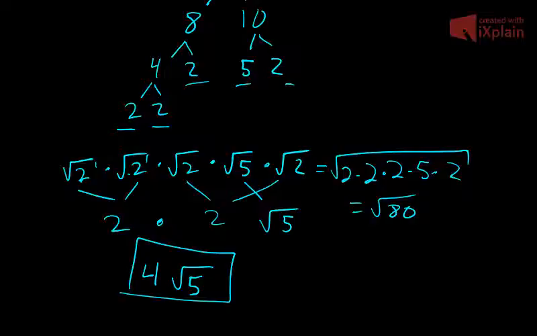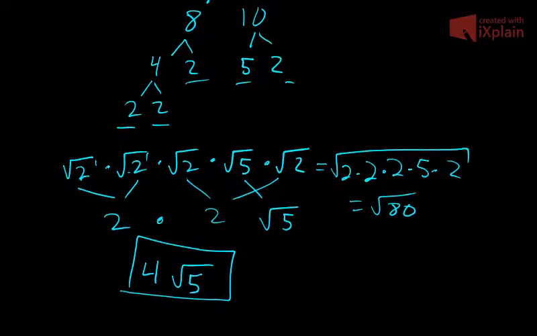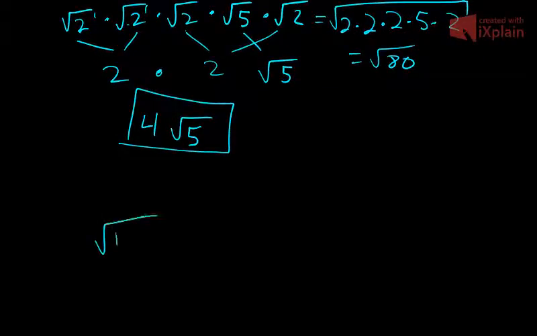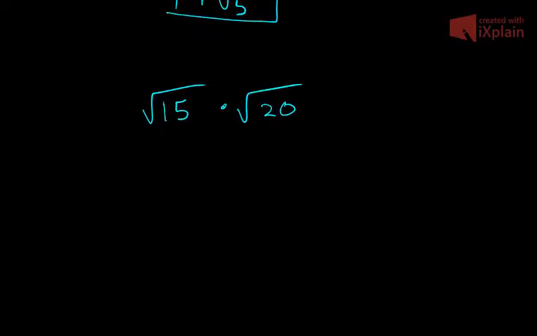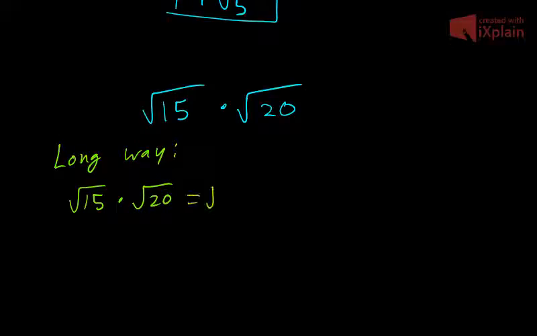If I have, let's use, the square root of 15 times the square root of 20, and I want to simplify this. There's two different ways, and I'll show you the hard way first and the easy way second. So I'm going to start with the way I would not do this, actually. We're going to call this the long way. I would start by doing the square root of 15 times the square root of 20 equals the square root of 15 times 20, which is the square root of 300.